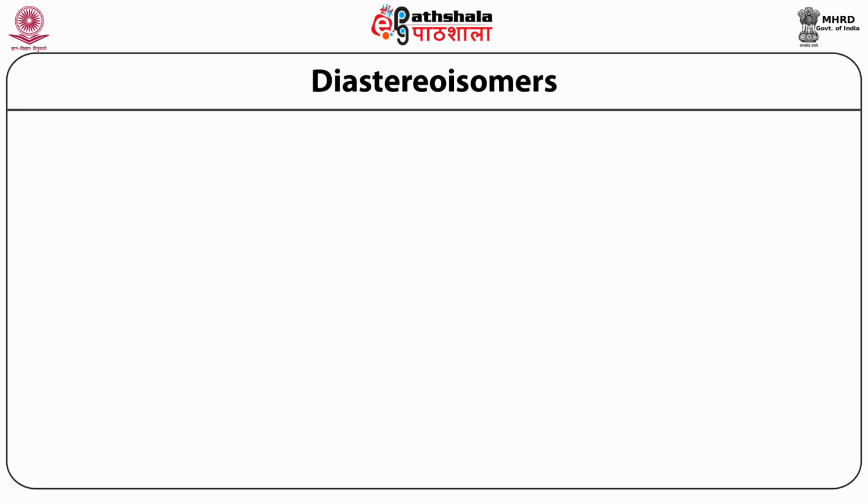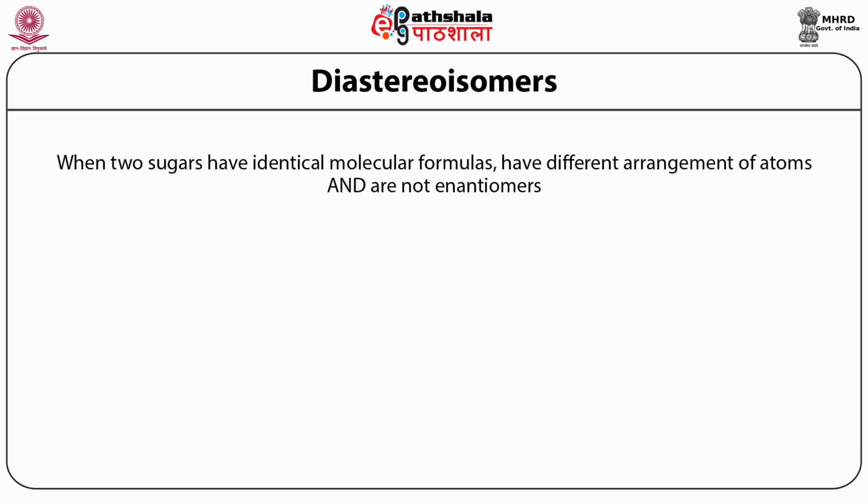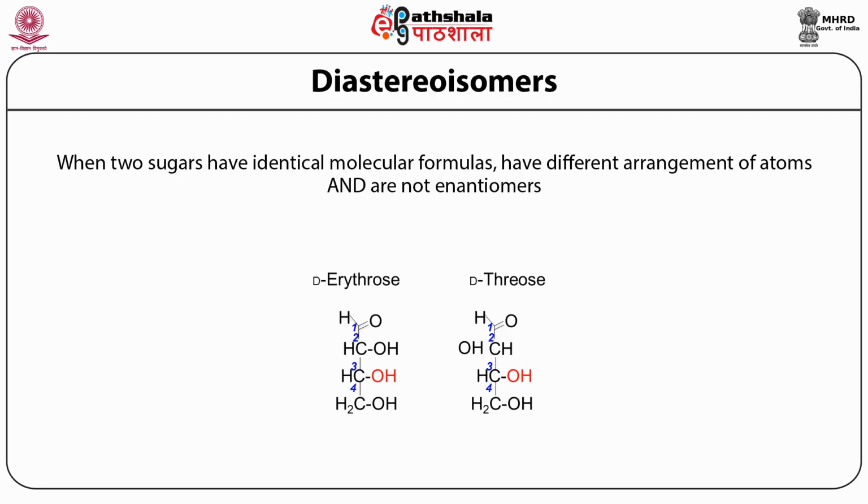Diastereoisomers is another kind of isomerism that is exhibited by the sugar molecules. So how do you define diastereoisomers? When two sugars have the same exact molecular formula, the same number and type of atoms, but they differ in the arrangement of their atoms in space and are not mirror images of each other, then these isomers are referred to as diastereoisomers. Look at the two sugar molecules shown here. One is D-erythrose, the other is D-threose.